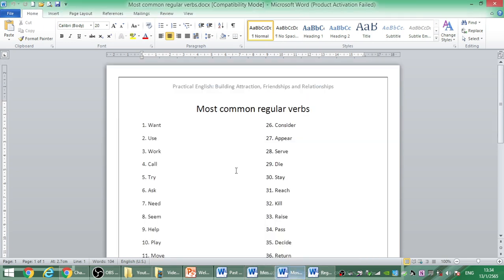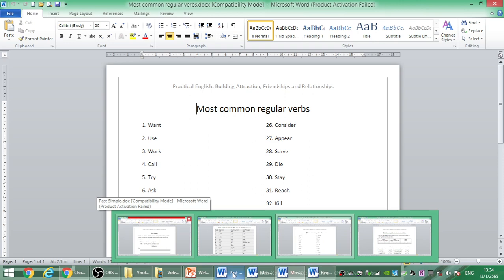In another link it will take you to this page here, which is the most common regular verbs. And just study, understand those verbs.